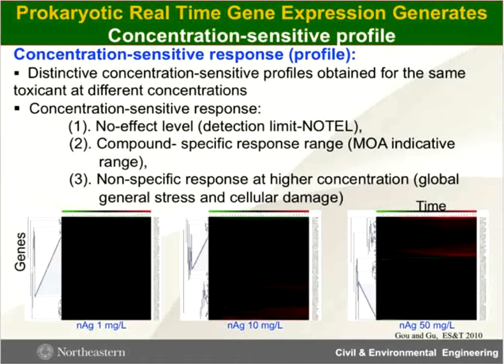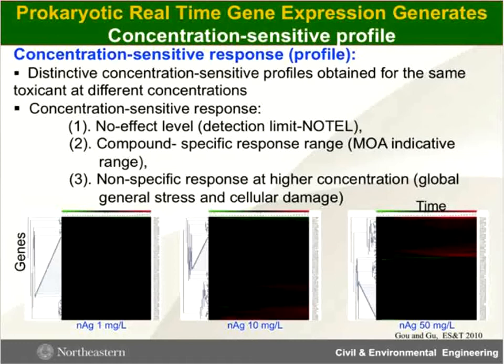The next thing we learned is that with this type of two-dimensional profile, not only for different materials, but even for the same material at different concentrations, I can get a different fingerprint, a different profile. So they are also concentration dependent. Through observing different concentration ranges, we found three important take-home messages. Number one, there is such a thing called a no-effect level. For any material, there is a level at which there is no observed transcript-level effect. So there is such a detection limit.